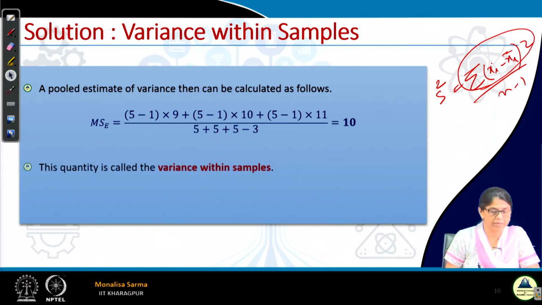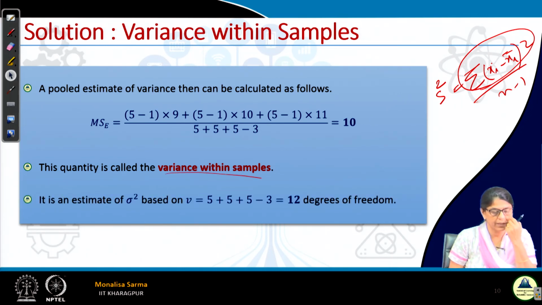So, this is MSE. What is MSE? MSE is the variance within samples. As we have already discussed, this is basically the pooled variance estimate, isn't it? And what is the degrees of freedom of that? Degrees of freedom is N minus a, where N is the total sample size and a is the number of levels.